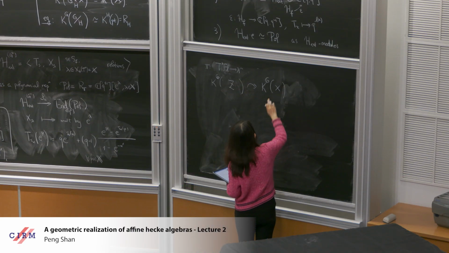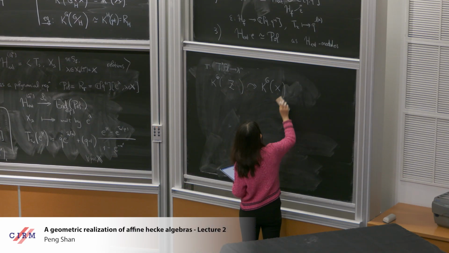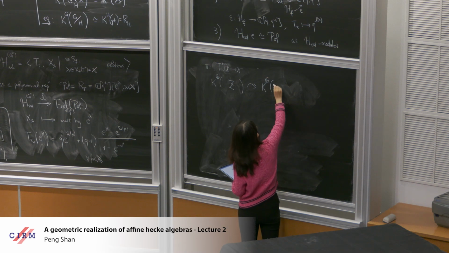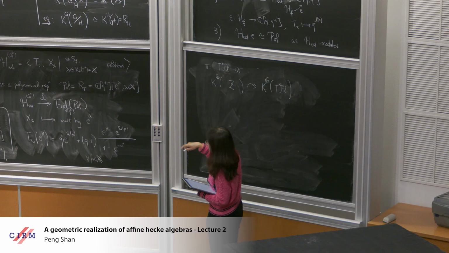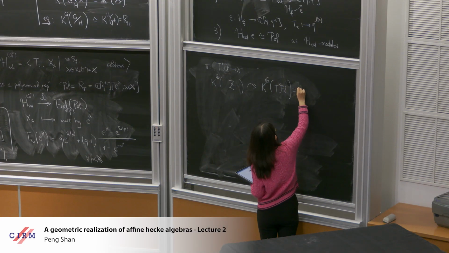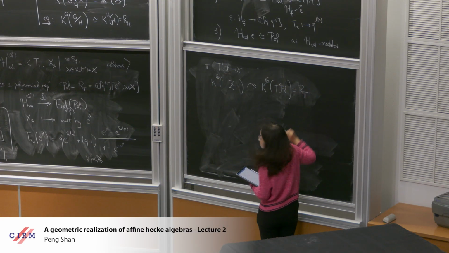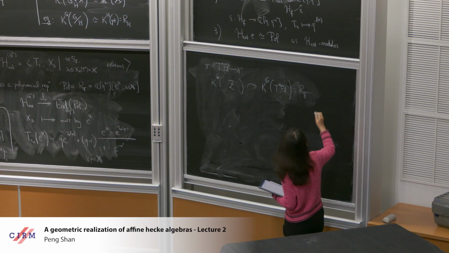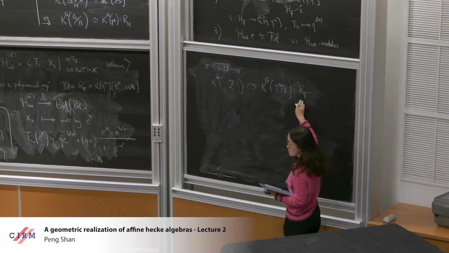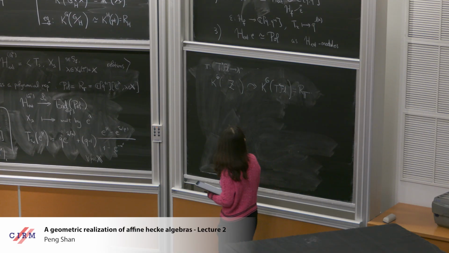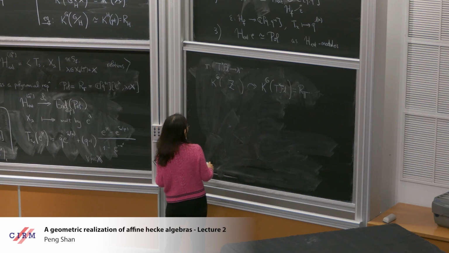And here, X is just T star of flag. And we have seen this is the character ring for this RT, which as a vector space is equal to the polynomial representation, just canonically. Okay, so what do we have now?